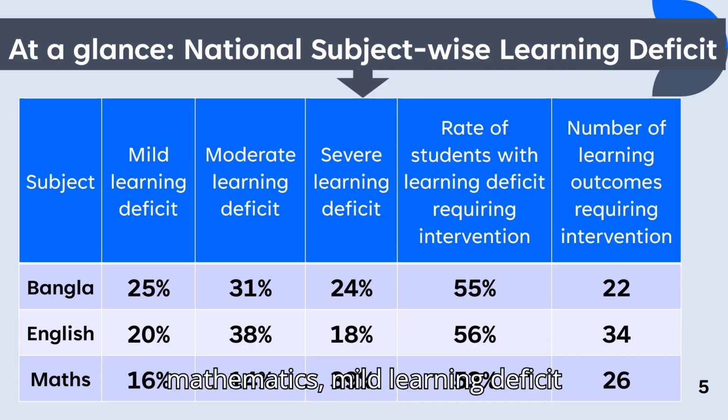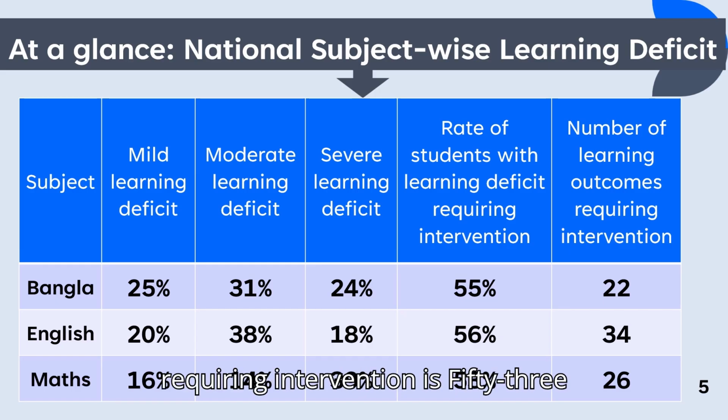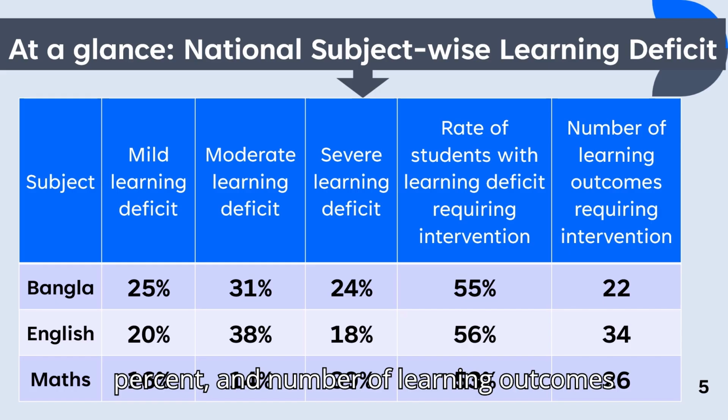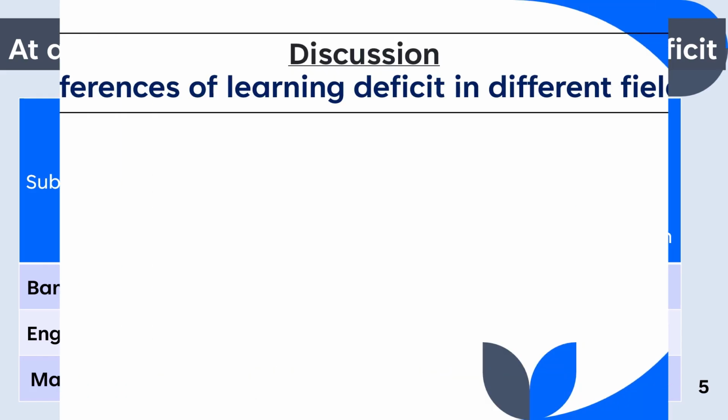In mathematics, mild learning deficit is 16%, moderate learning deficit is 14%, severe learning deficit is 39%. The rate of students with learning deficit requiring intervention is 53%, and the number of learning outcomes requiring intervention is 26.